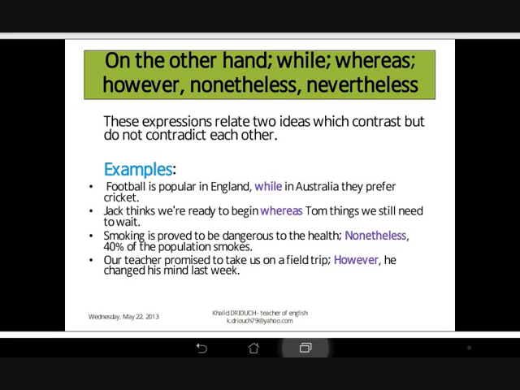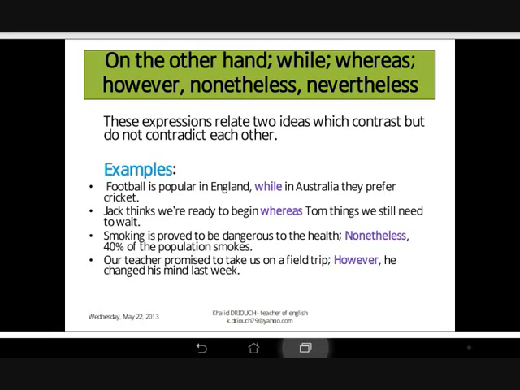Example: football. You all know football. Football is popular in England, in Morocco as well, whereas in Australia they prefer cricket. So we have two ideas that are different, that are contrasted, but they are not contradictory because both of them make sense. Jack thinks we are ready to begin, whereas Tom thinks we still need to wait.